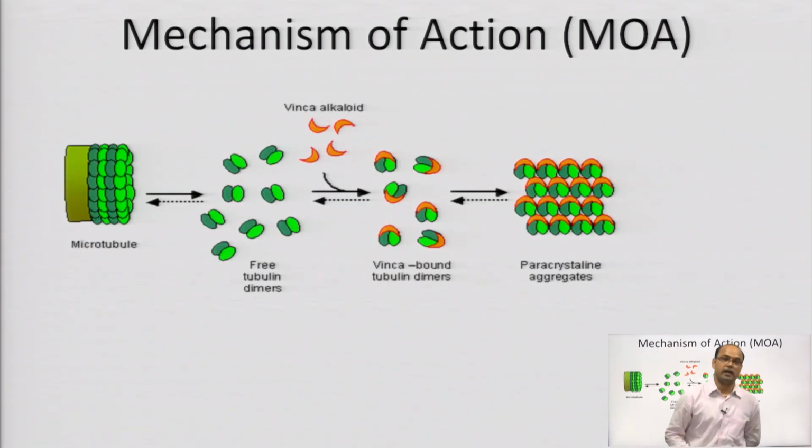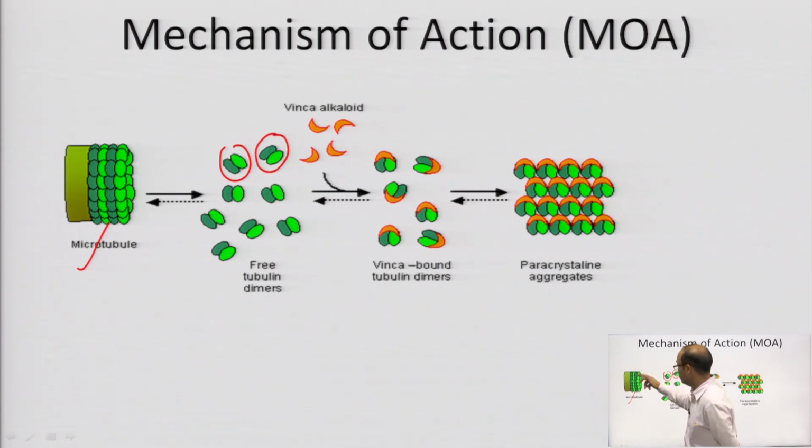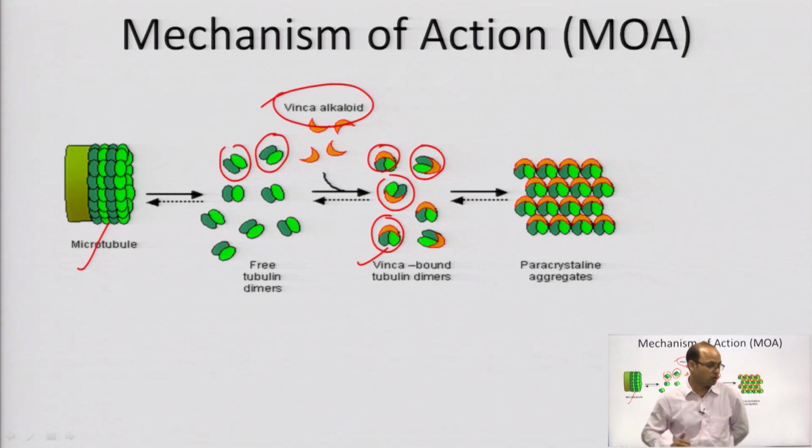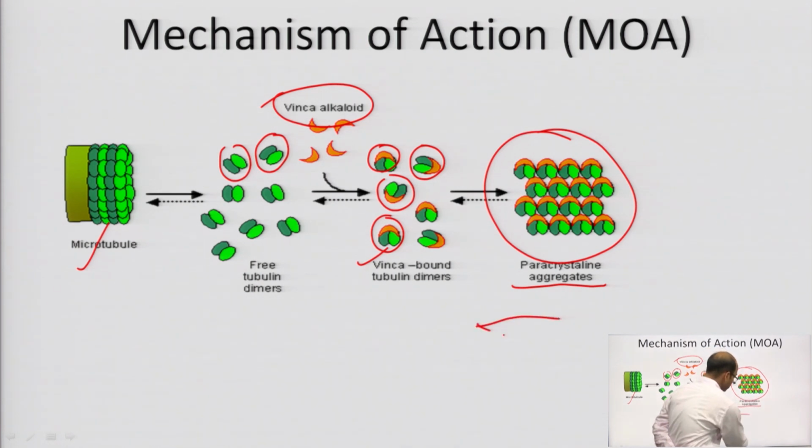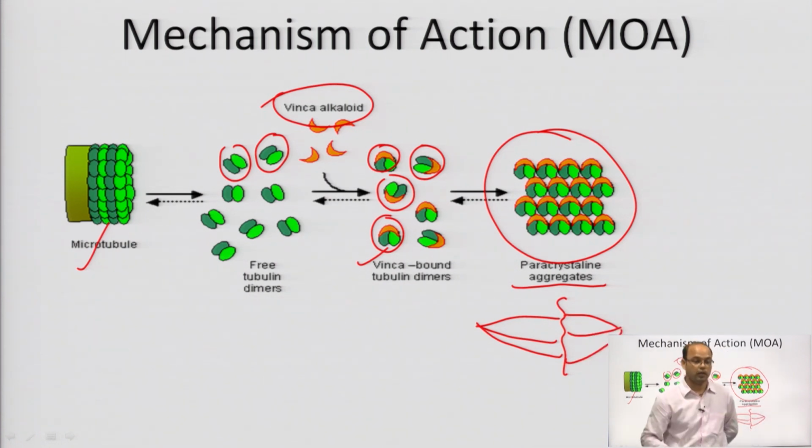This is a more enlarged view of the mechanism of action of your Vinca alkaloids. Here you can see the microtubule complex, and these are the tubulin molecules which combine together to form this complex. But when we use Vinca alkaloids, this forms a Vinca-bound tubulin dimer, and these dimers form a crystalline structure, here the paracrystalline aggregate, and they are unable to form the spindle fibers which carry the genetic material to the opposite poles. So in this way you can make your cell dead, or you can stop the division of the cell.